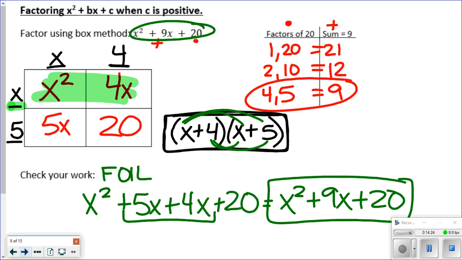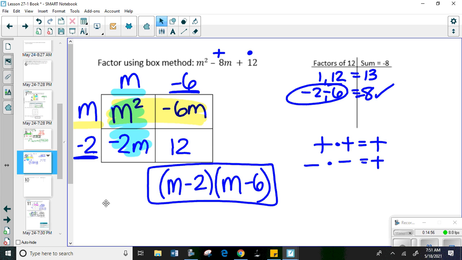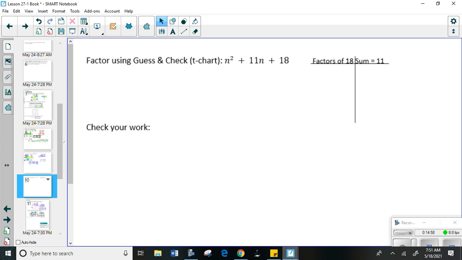On our note sheet, the two numbers that multiply to get 20 and add to get 9 were 5 and 4. And look at my answers, x plus 4 and x plus 5. The two numbers that multiply to get 12 and add to get negative 8, that's negative 2 and negative 6. And my answers were m minus 2 and m minus 6. So do we always have to keep using the box set method here? No, we do not. Okay, so there is going to be a faster way to do this, and let me walk you through some examples.